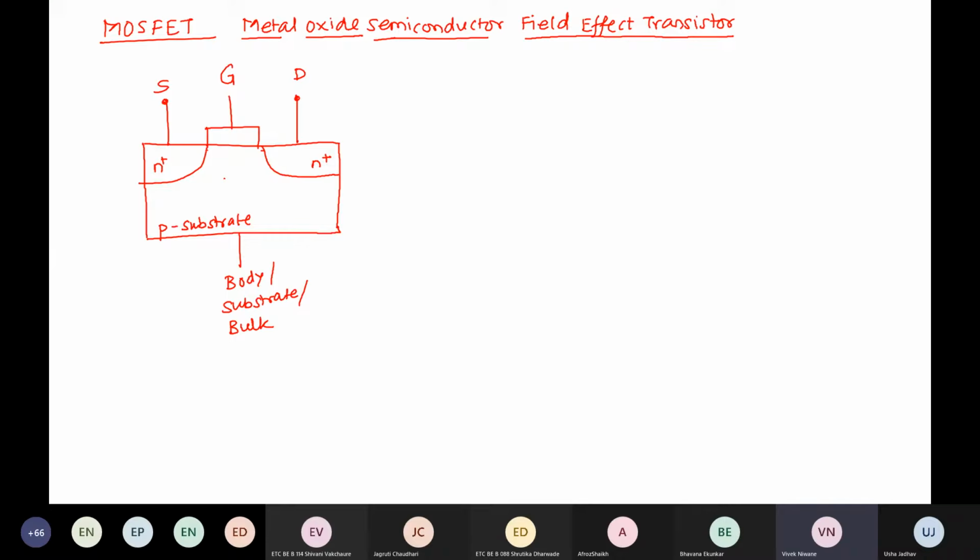So for example, we say that when gate voltage is greater than or equal to 0.7 volt, then your device gets turned on.